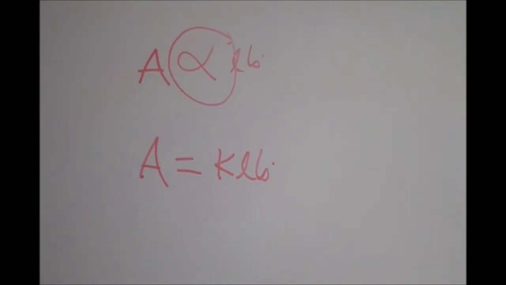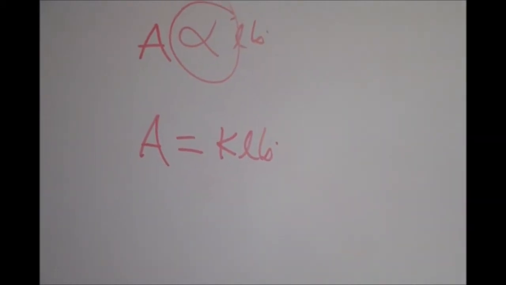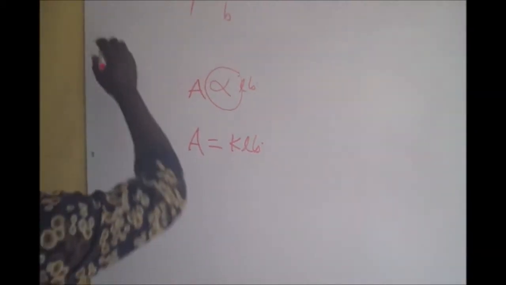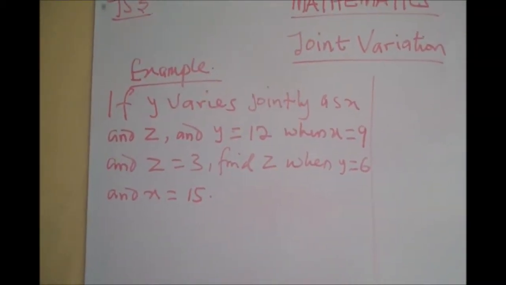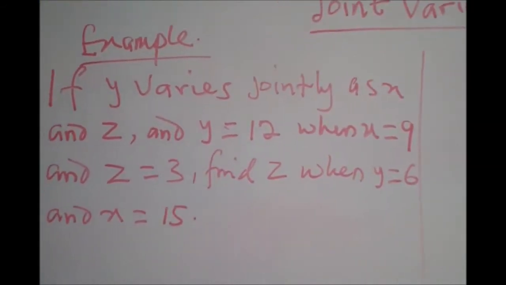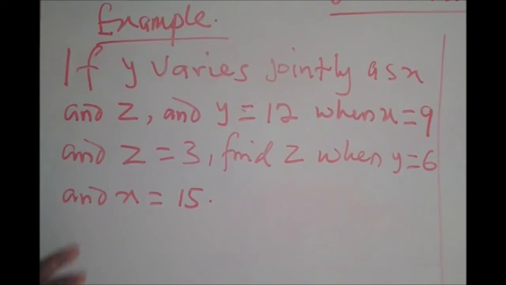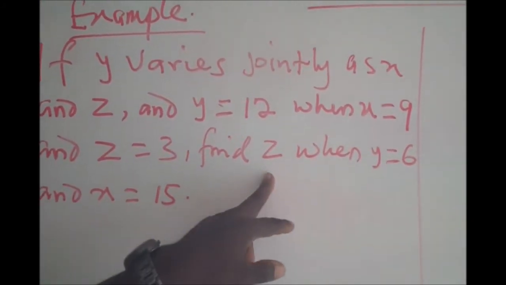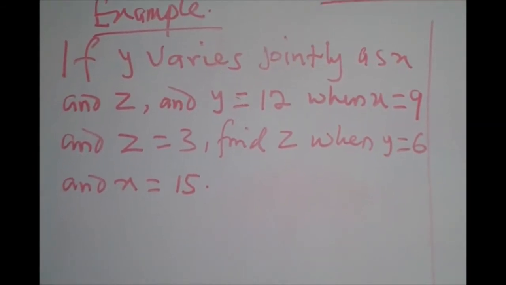There are other examples of joint variation. So let's take an example. If y varies jointly as x and z, and y equals 12 when x is 9 and z is 3, we have to find the value of z when y is 6 and x is 15. So let's take the solution.